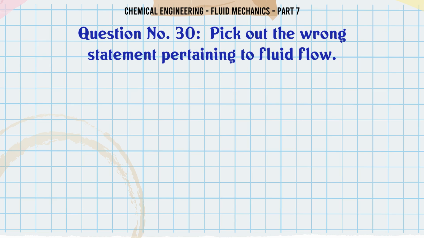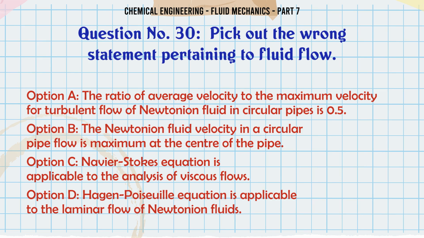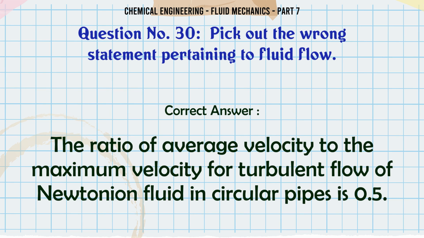Pick out the wrong statement pertaining to fluid flow. A. The ratio of average velocity to the maximum velocity for turbulent flow of Newtonian fluid in circular pipes is 0.5. B. The Newtonian fluid velocity in a circular pipe flow is maximum at the center of the pipe. C. Navier-Stokes equation is applicable to the analysis of viscous flows. D. Hagen-Poiseuille equation is applicable to the laminar flow of Newtonian fluids. The correct answer is the ratio of average velocity to the maximum velocity for turbulent flow of Newtonian fluid in circular pipes is 0.5.